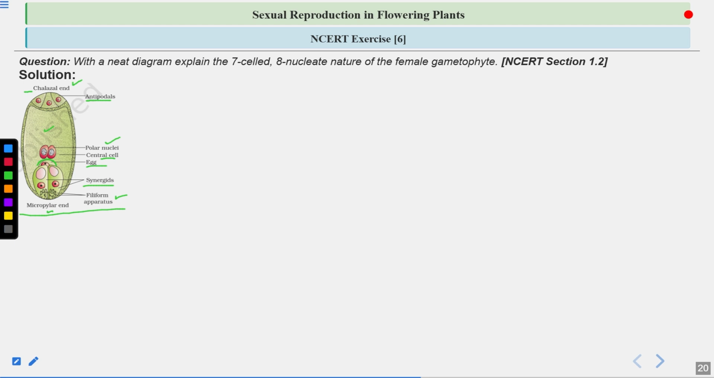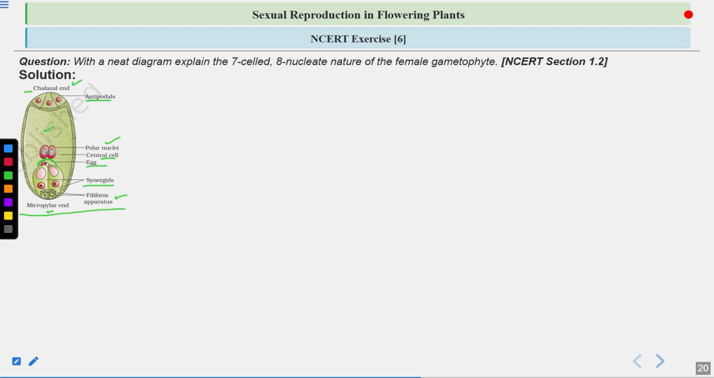Now, what is the ploidy? I'm asking a different question from this particular question. What is the ploidy of each cell? What is the ploidy of the antipodal cell? What is the ploidy of the central cell? What is the ploidy of the egg? What is the ploidy of the synergid? All have n number of chromosomes, meaning haploid. They are all haploid because they have developed from one functional megaspore, and that functional megaspore was haploid.